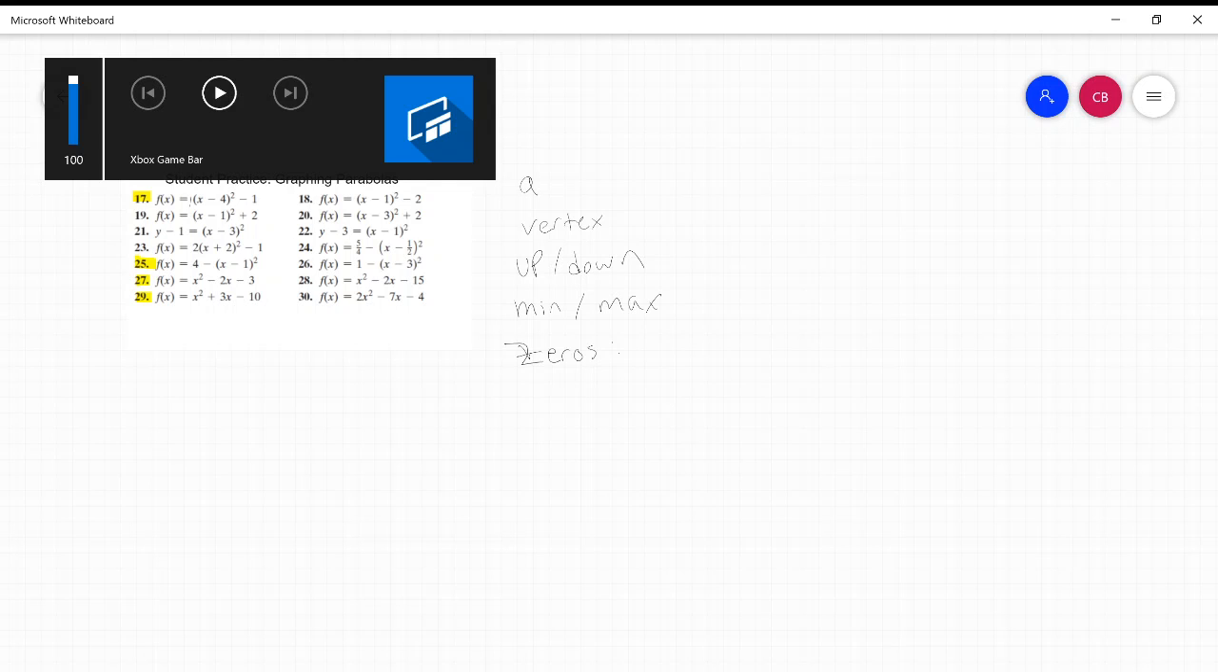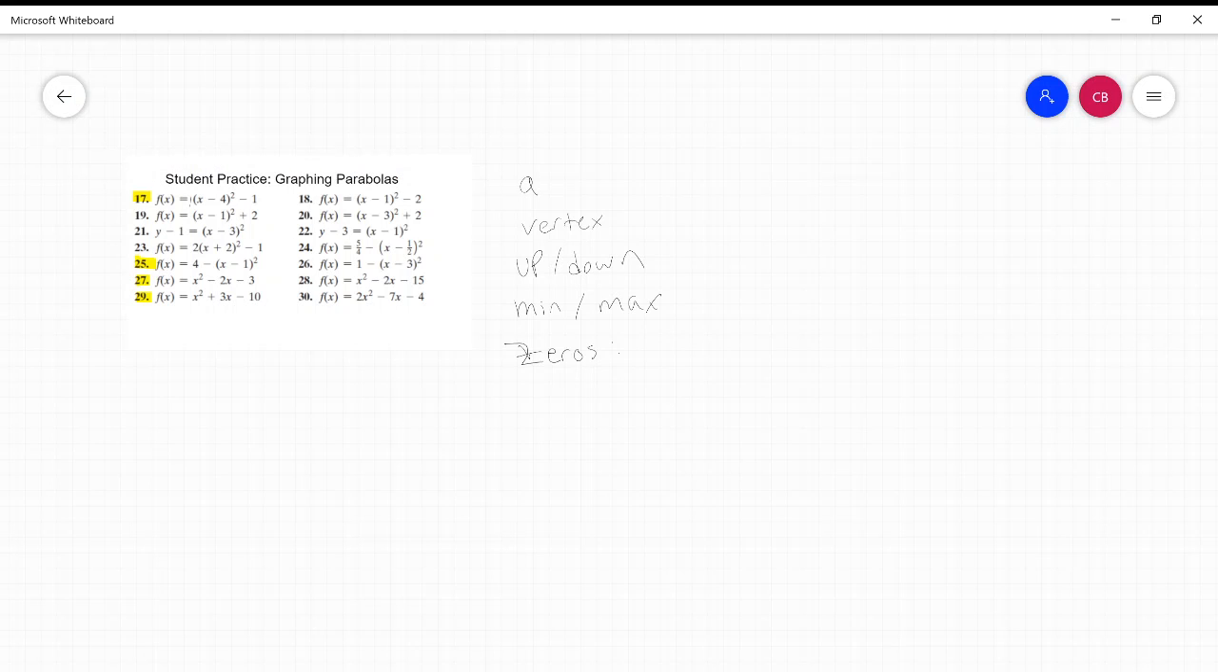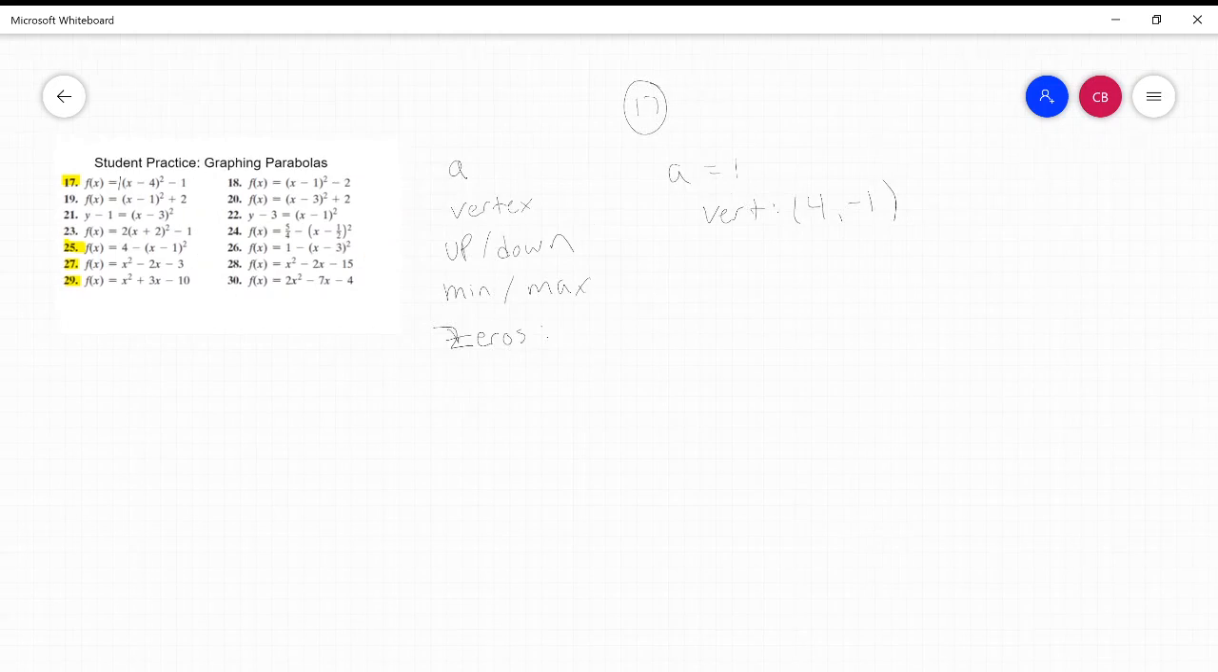Okay guys, so we're going to go ahead and get into some student practice and go over some more examples of these parabolas and how to graph them. So let's figure out A for number 17. A here is 1, since there's secretly a 1 right in front of this. We have vertex, that's going to be H and K, so the vertex H is 4, K is -1 if you remember transformations.